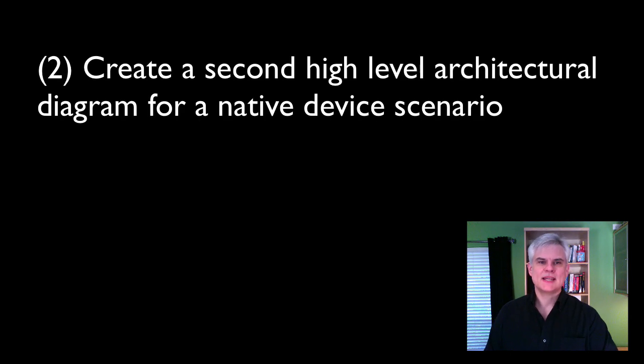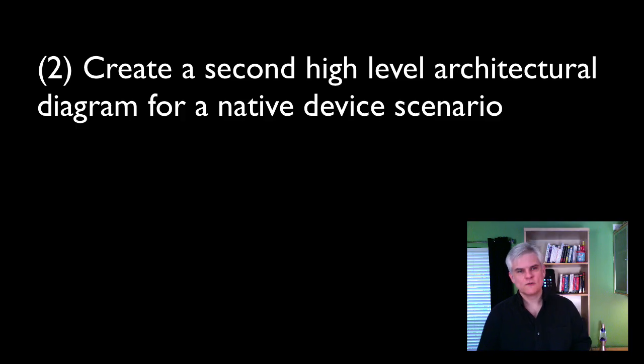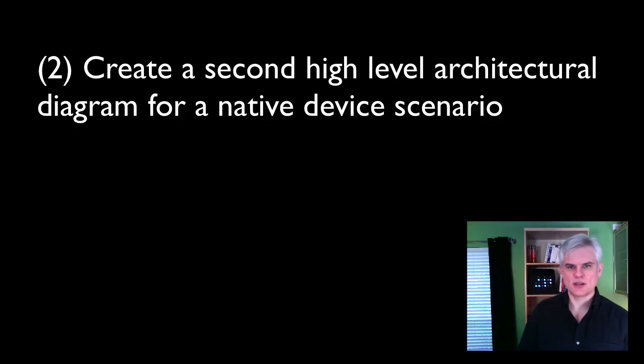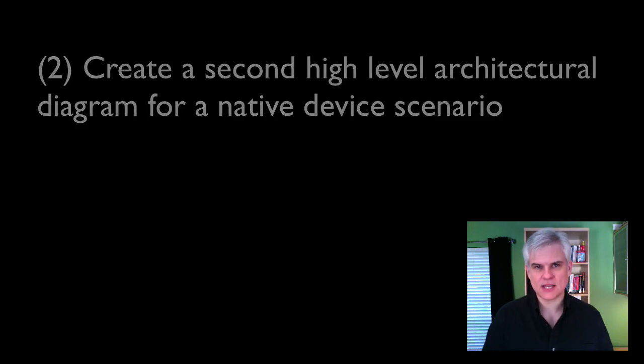And then what I want you to do is create a second diagram, and it's going to be another high-level architectural diagram for a native device scenario. So this will look a lot like the first diagram, but here's a hint. The presentation layer will look different, and at the very least you want to add another layer to enable many native devices, phones, tablets, Windows Store apps, and so forth, to access our domain layer. So how are you going to accomplish that?